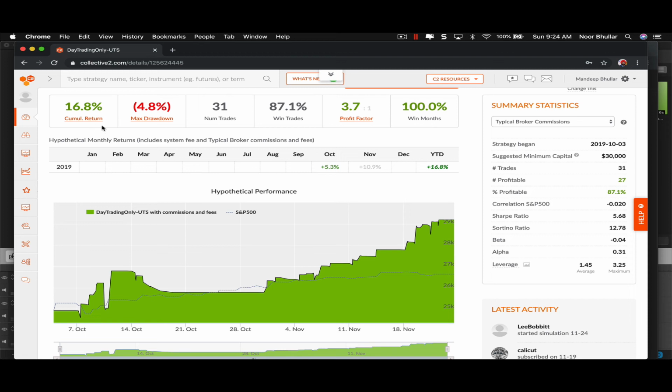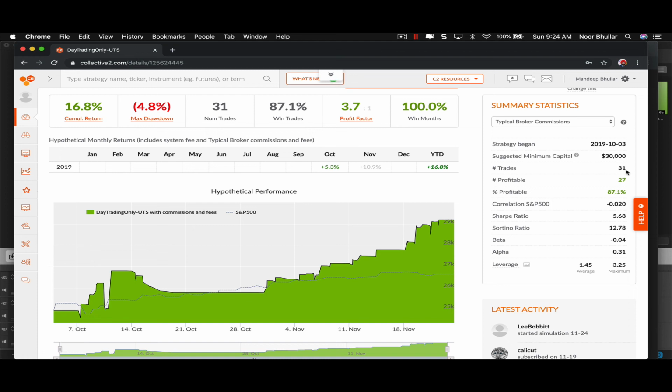So this one, I've only started recording for the last 2 months, and those of you who've been using it for about a year know that it produces consistent results. But anyway, so far, as you can see, it has returned close to 17%. We have 31 trades, out of which 87% were successful. We have a profit factor of 3.7 to 1. It's only 2 months, so I can't say that this is enough data. But as you can see, we returned 5.3% in the first month. We've returned 11% in the month of November for a total return of 16.8%.